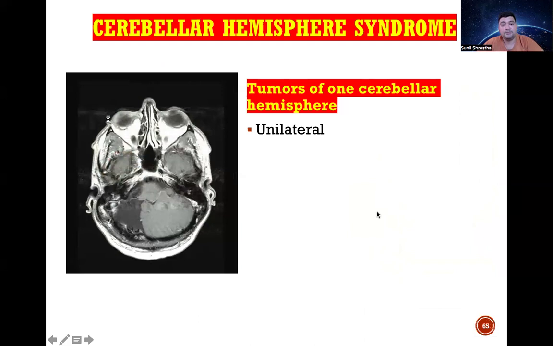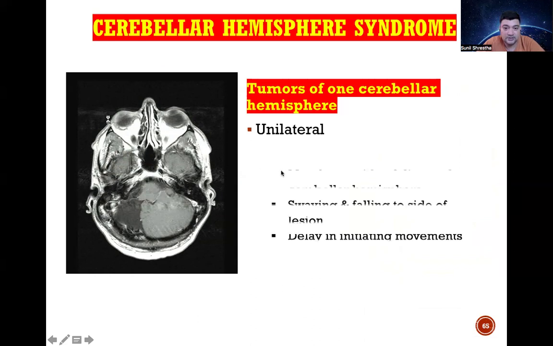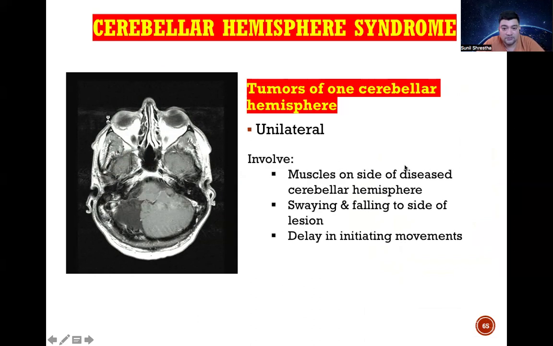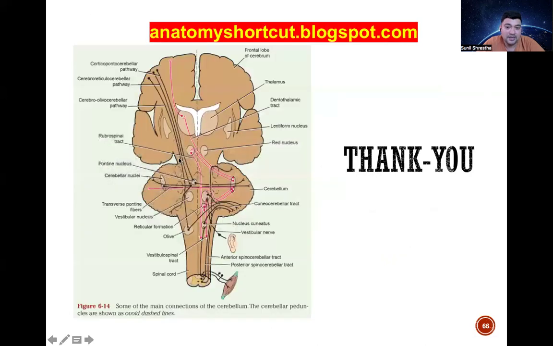Another tumor might be present in one part of the cerebellum, one of the cerebellar hemispheres. That might lead to cerebellar hemisphere syndrome, which is present unilaterally, on one side only. The muscles of one side, on the diseased cerebellar hemisphere side, might get involved, with falling to one side and delay in the initiation of movement. These are all the symptoms of cerebellar hemisphere syndrome.